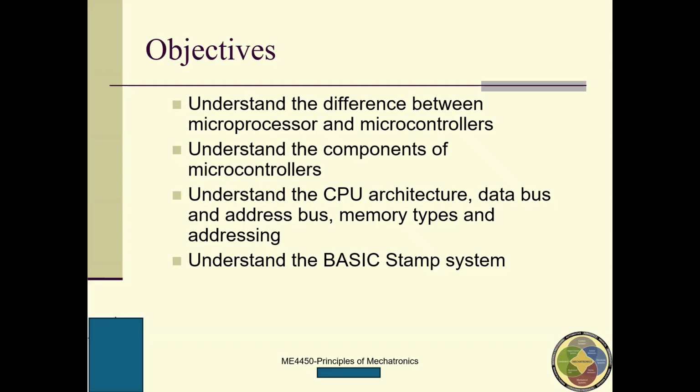And so then we talk about the components of microcontroller, and just like in our brain, we have a lot of different components, right? So this is the same thing. Understand the CPU, and the CPU architecture is the part of the brain, and the data bus and the address bus, memory types, and addressing. And finally, I will show you the basic stamp system.